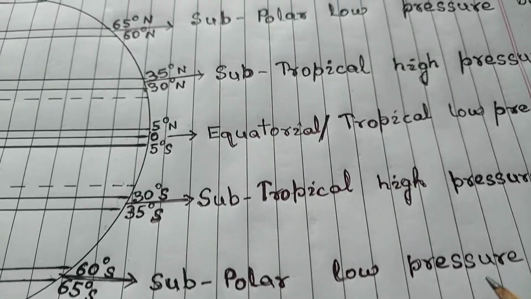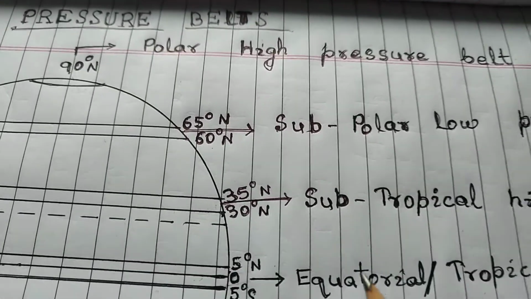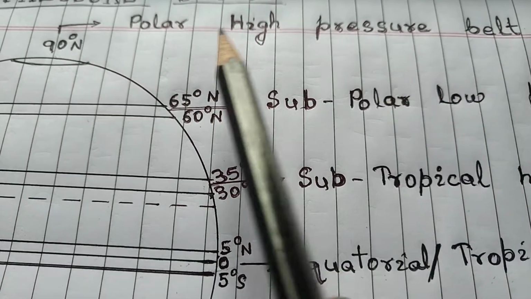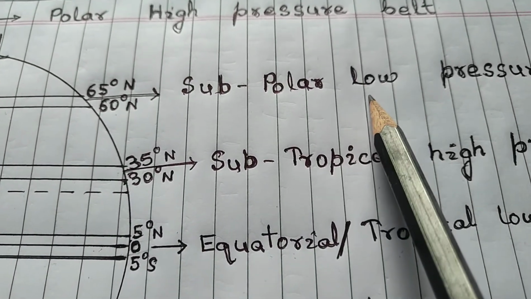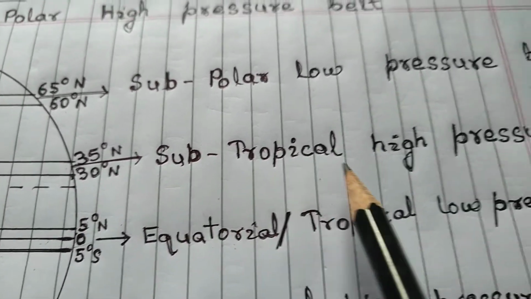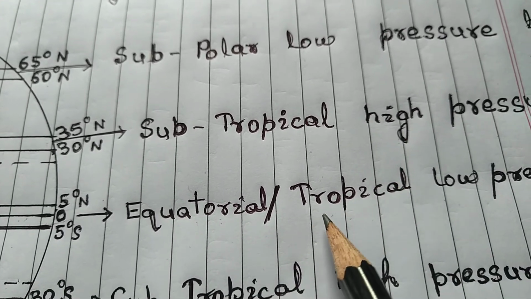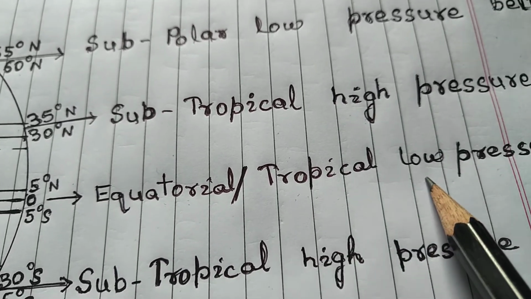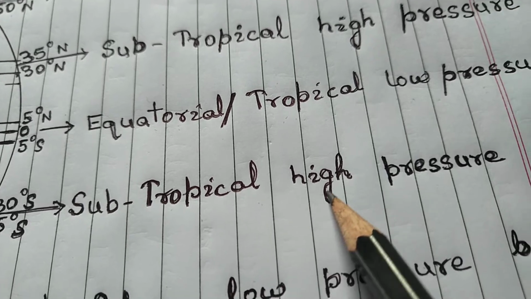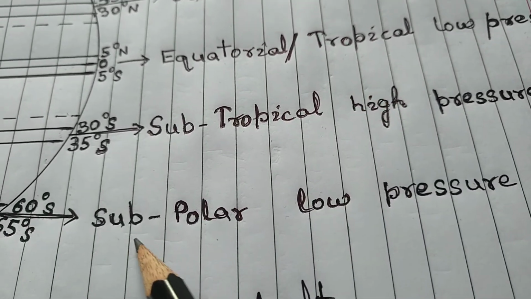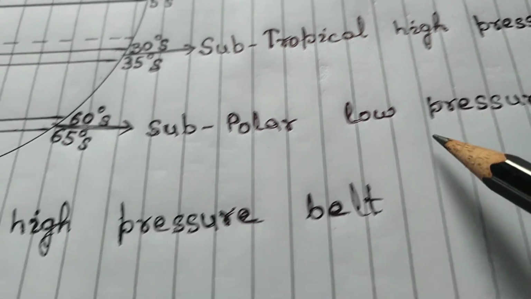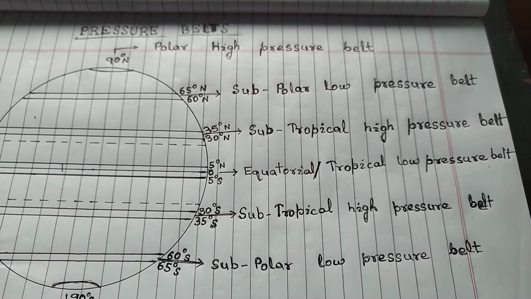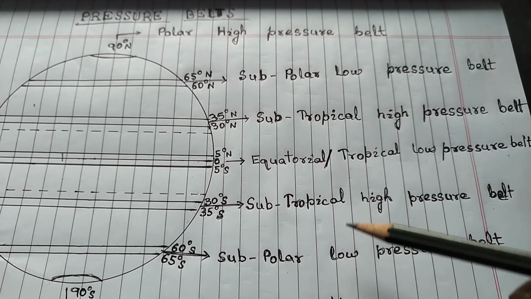In this way, we have seen that the pressure belts are alternate. Polar high pressure, then subpolar low pressure. One high pressure is there, next low pressure is there. Then again the subtropical high pressure belt is there, and then the tropical low pressure belt is there. Again the subtropical high pressure belt is there, and the subpolar low pressure belt is there, and finally the polar high pressure belt is there. In this way we have seen that alternate pressure belts are there.